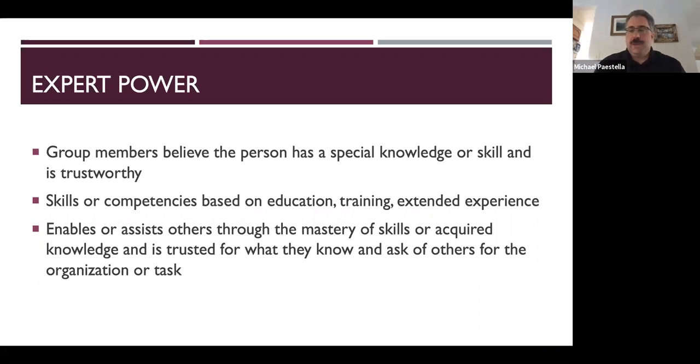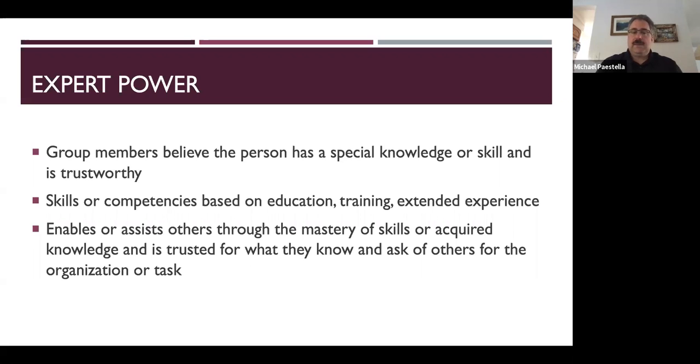So now we're taking a shift. We looked at positional sources of power: legitimate, reward, coercive, and information. Then French and Raven looked at 2 personal sources of power. One of those personal sources of power was expert. In expert power, group members believe the person has special knowledge or skill and is trustworthy. That's key, the trustworthy, along with the knowledge.